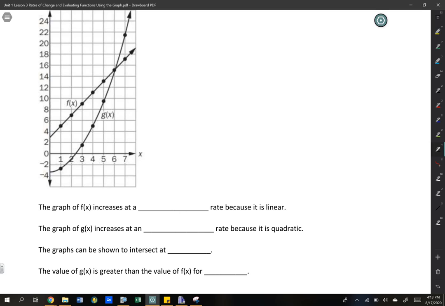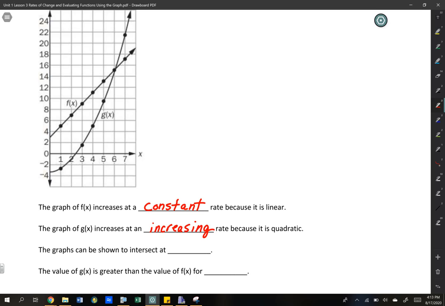The graph of f of x increases at what rate because it's linear? Well, when we have a linear function, it will either increase or decrease at a constant rate. The graph of g of x increases at an increasing rate because it's quadratic on this graph anyway. The only part we're seeing of this quadratic function is increasing. It's not constant, but it is continually increasing.